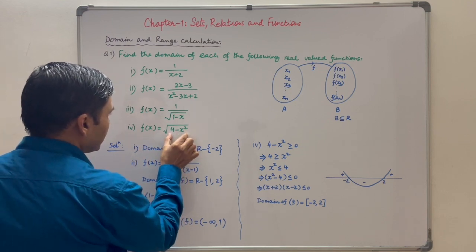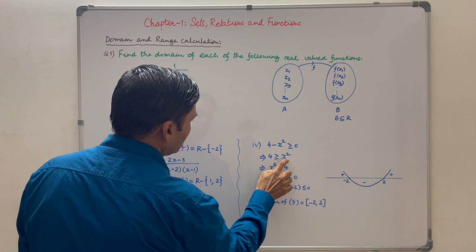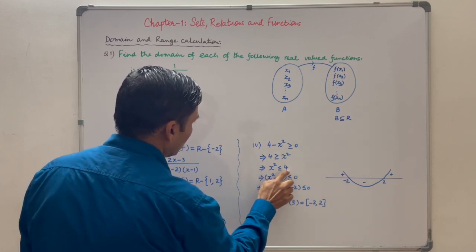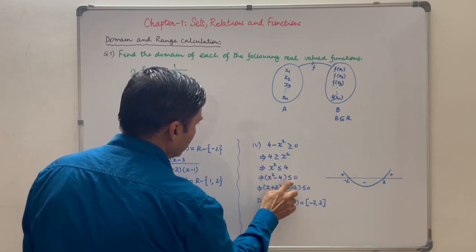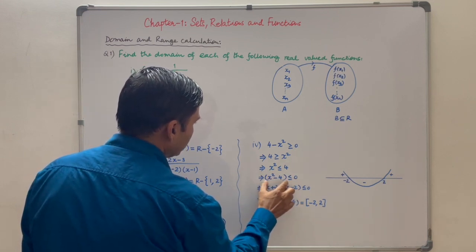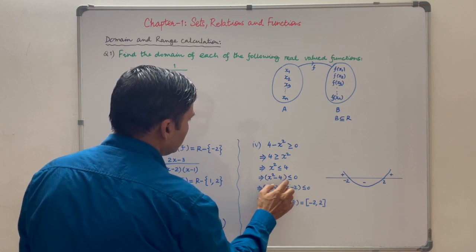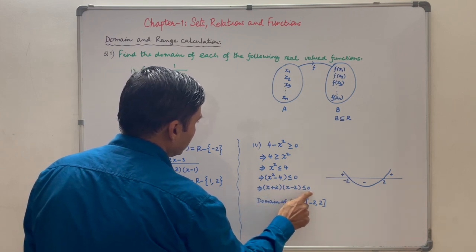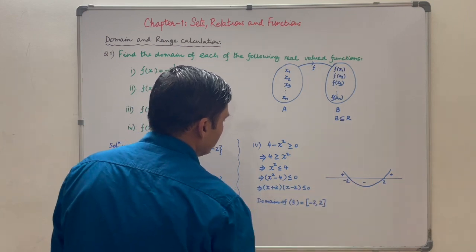Last part, f(x) equal to under root of (4 minus x square). So 4 minus x square must be greater than or equal to 0. So 4 is greater than or equal to x square, or x square is less than or equal to 4. Transfer 4 to this side. So x square minus 4 is less than or equal to 0. Now factorize this by a square minus b square is equal to (a plus b) into (a minus b). So it can be written as (x plus 2) into (x minus 2) is less than or equal to 0. Now we will solve this inequality by the wavy curve method.